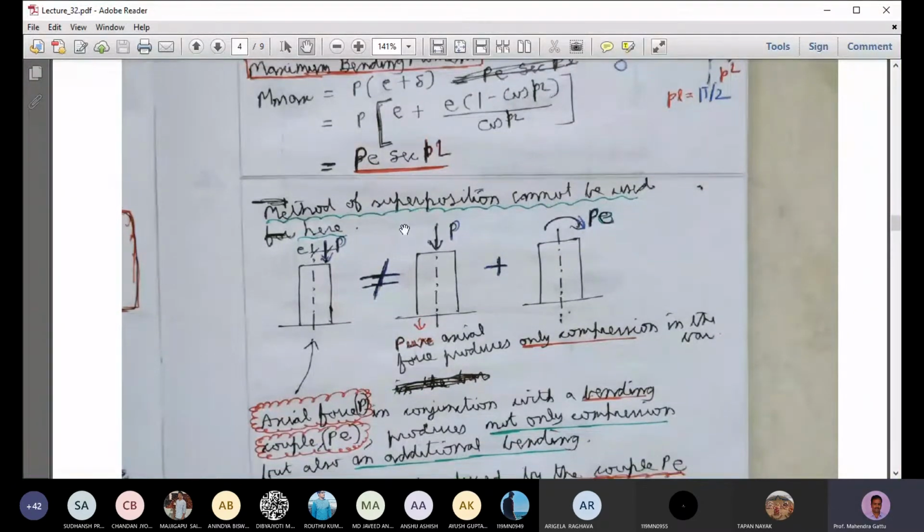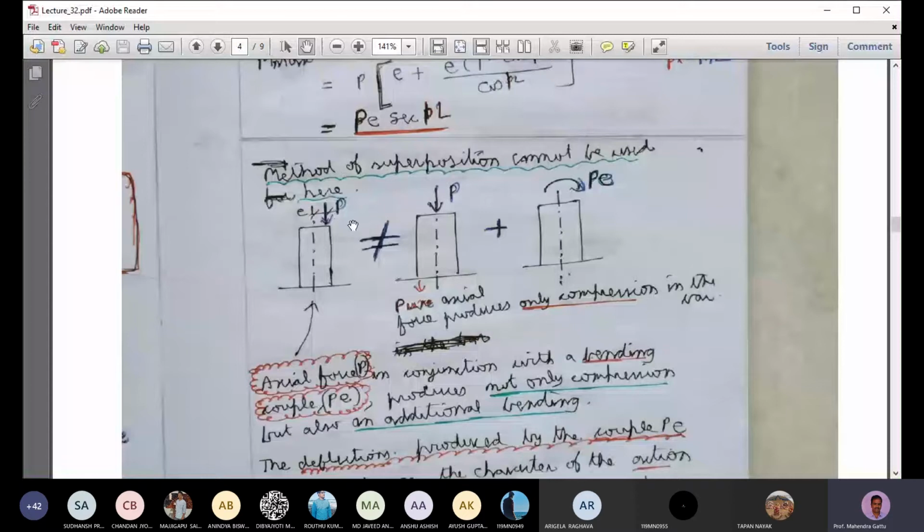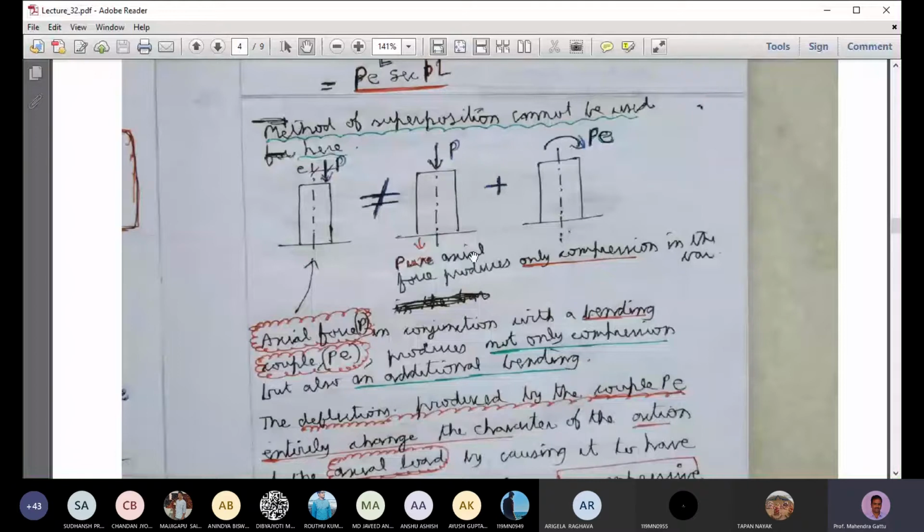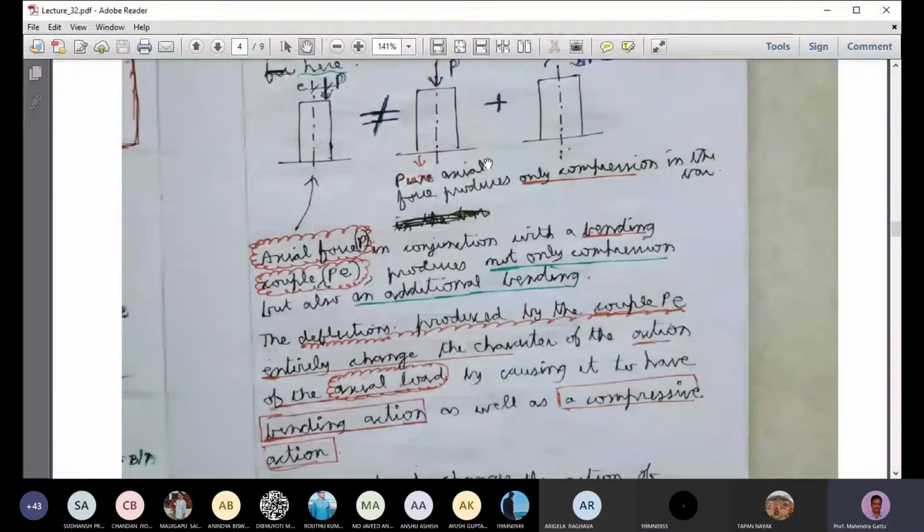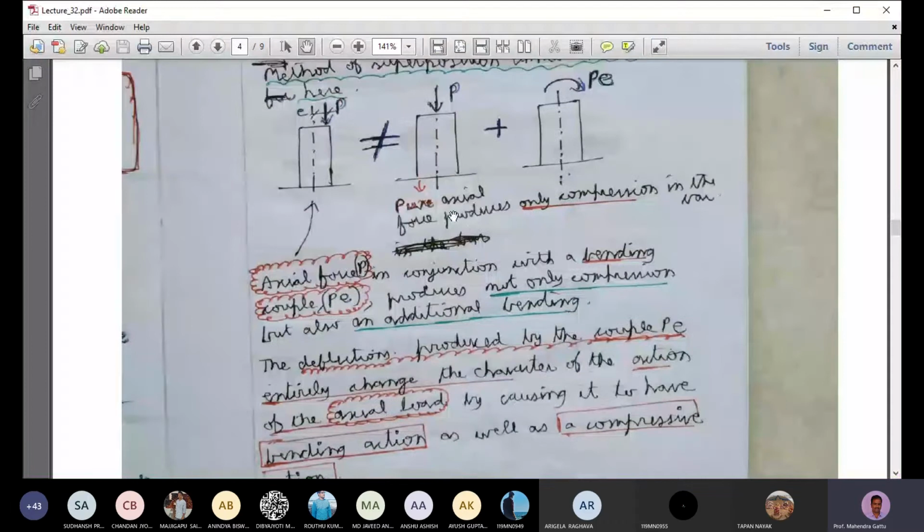So the method of superposition cannot be used for this problem. Whenever we have slender columns, we cannot use the method of superposition. That means if you want to calculate the deflection of this column, we cannot split it into two parts, one axial load and the other bending moment, find the deflection due to each, and add them. This cannot be done for a slender column. For a short column, probably it is okay, but for a slender column, there are extra terms coming, extra deflection happening when you do the second order analysis.